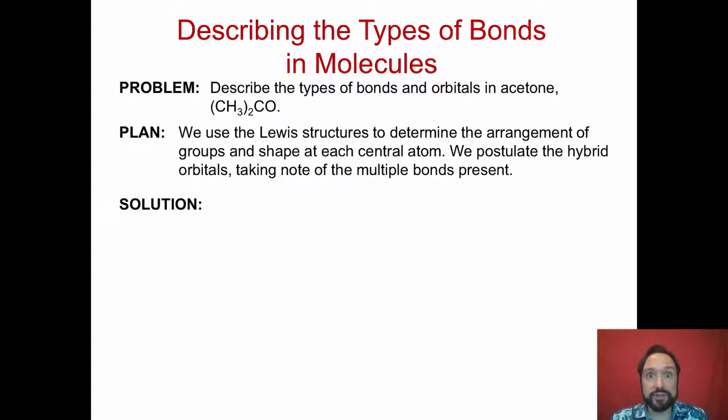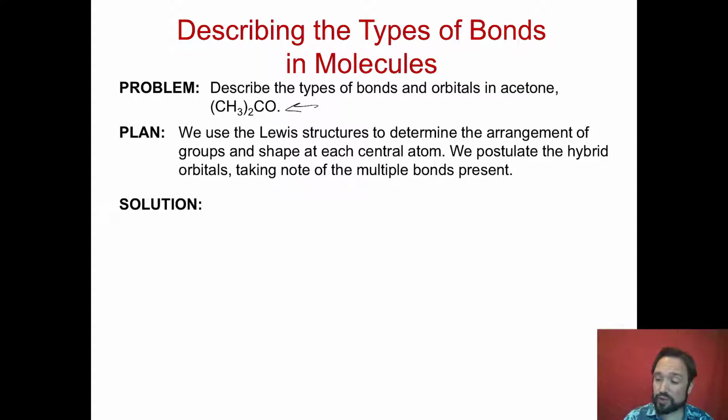All right, so in this video, we are going to wrap up valence bond theory and hybrid orbitals and all that stuff and apply those concepts to talking about a particular molecule, in this case, acetone. So what we want to do for acetone, CH3 CO CH3, is we want to be able to draw the Lewis structure and identify what types of bonds and orbitals are present.